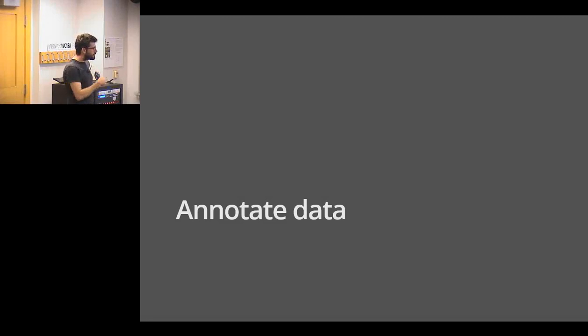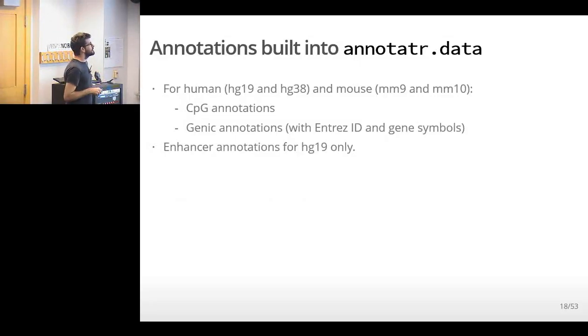OK, so after you read in all your data, then you want to annotate it, obviously. So I'll go through what annotations we have. There's a companion package called annotatr data, and it has human and mouse annotations for CpG-related features, and also for genic annotations, and included are Entrez gene ID and symbols, so you can easily search the results for that. And then we have an enhancer annotation for hg19, and we want to add some more for mouse and maybe different annotations for enhancers because they're quite variable, as you may well know.